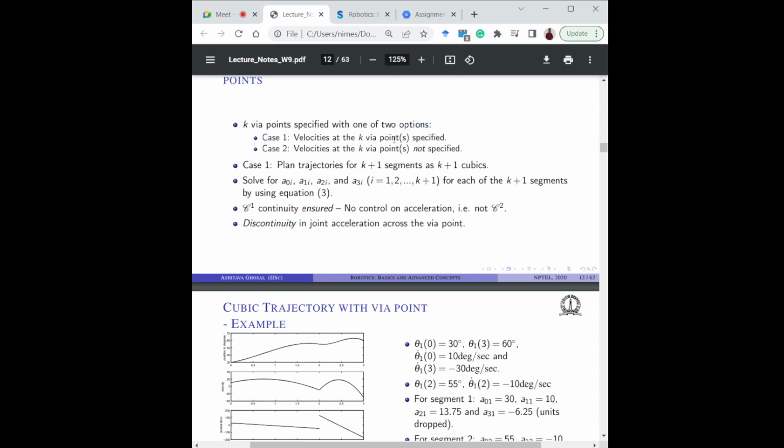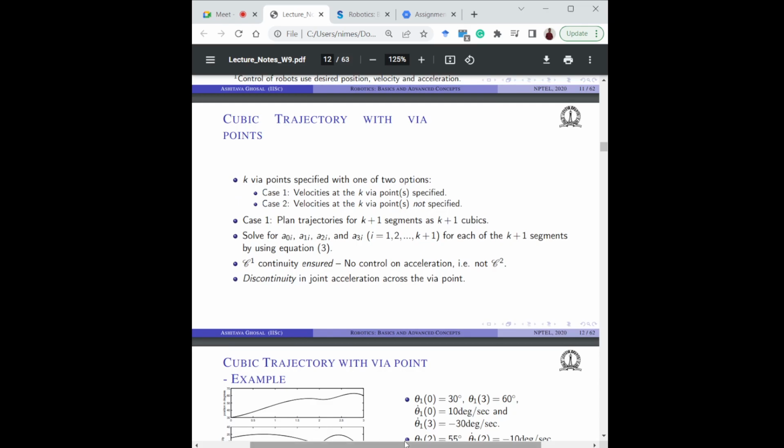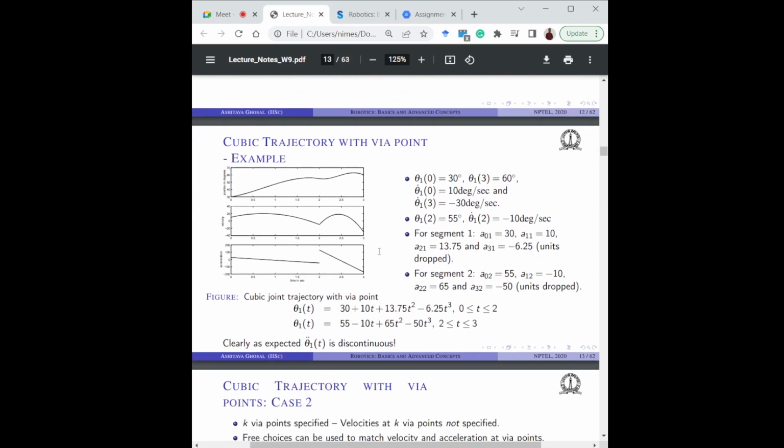So these are the two cases that have been taken in the lecture notes: when the velocities are specified and when the velocities are not specified. When velocities are specified, C1 continuity is ensured, like we discussed. And when the velocities are not specified, even C1 continuity is not ensured, only C0 continuity is ensured. That introduces some very spiky, very jerky motions in our robot or whatever we are trying to control.